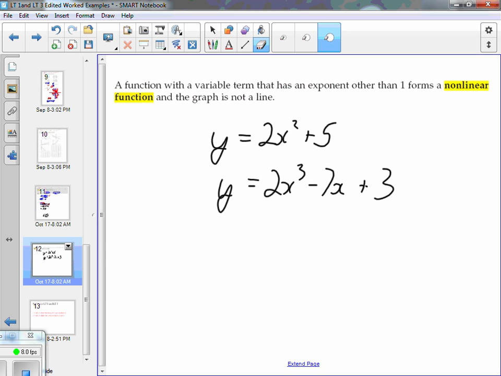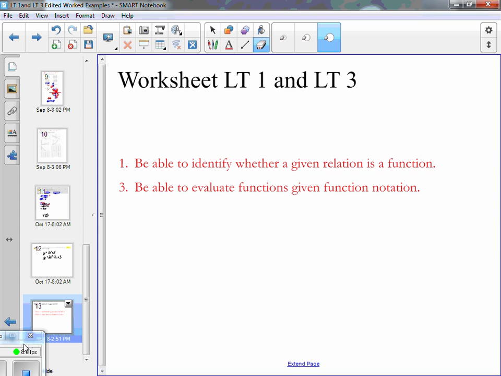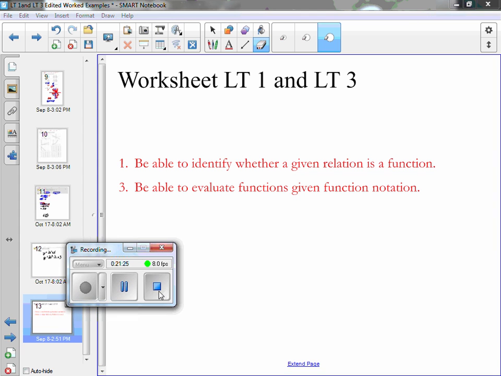Any questions? Now, we spent a lot more time on the identifying than we did the evaluating, and that was by design because we've done the evaluating before. So are we okay with the function notation telling you how to evaluate? All right. So I'm going to give you a worksheet and let you get to work.